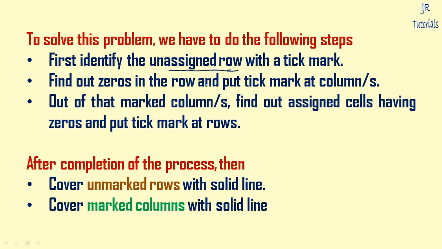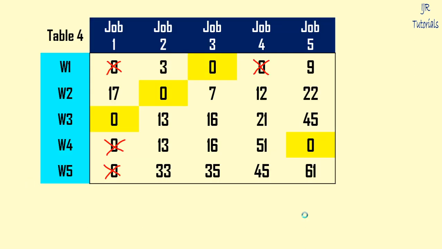Next, find out zeros in that row and put a tick mark at the column. Out of those marked columns, find out assigned cells having zeros and put a tick mark at the rows. After completion of the process, cover unmarked rows with a solid line, and cover marked columns with a solid line. So let us apply these rules to the table.